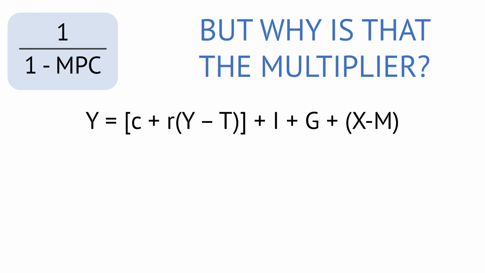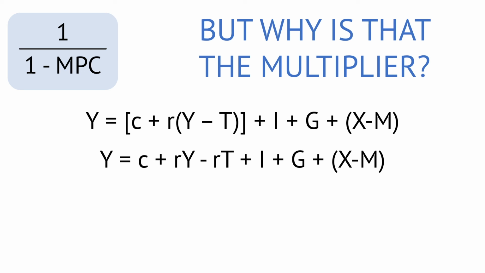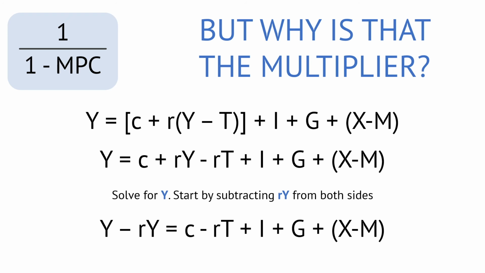What we want to do first is take that r, the lowercase r, and distribute it in there. So we have c equals r times y minus r times t plus I plus g plus x minus m. Now, we want to solve for y. And so we need to start by subtracting r times y from both sides, and you get on the left side y minus r times y equals c minus rt plus I plus g plus x minus m.